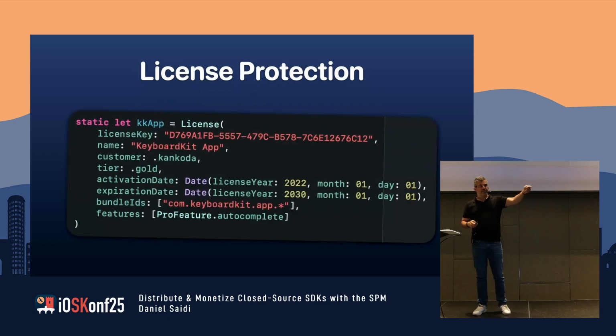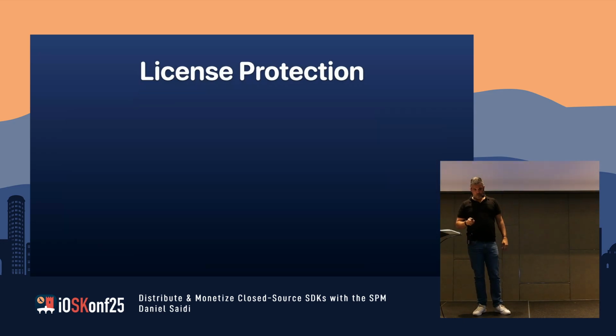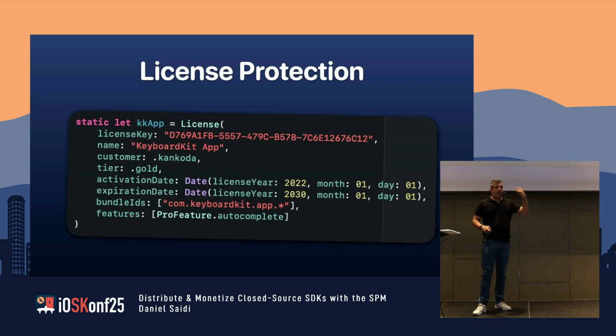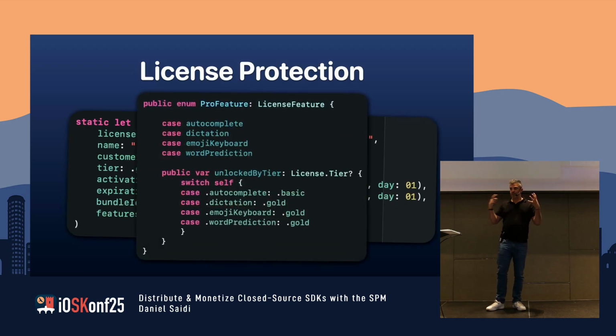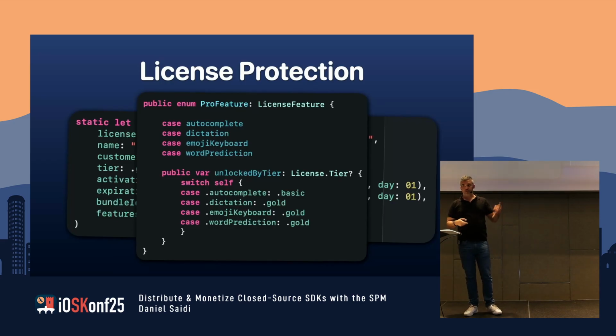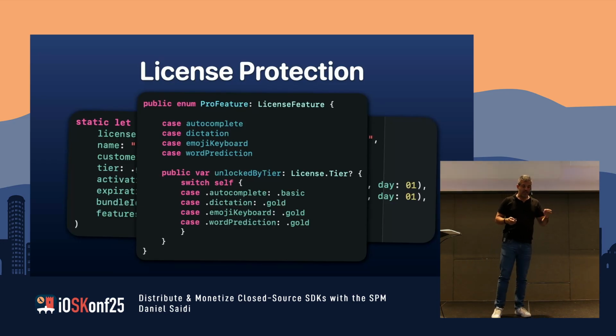So if you consider that you send in this license key, let me go back. You send in your license key and you get this license back. This defines the name of the app, a customer, a tier, activation and expiration dates, bundle IDs, and features. What we can then do is to craft a feature offering for our SDK. So I have a protocol called license feature. It can be implemented in many ways. These are just a few of the KeyboardKit Pro features. So we have autocomplete, dictation, emoji keyboard, word protection, and more.